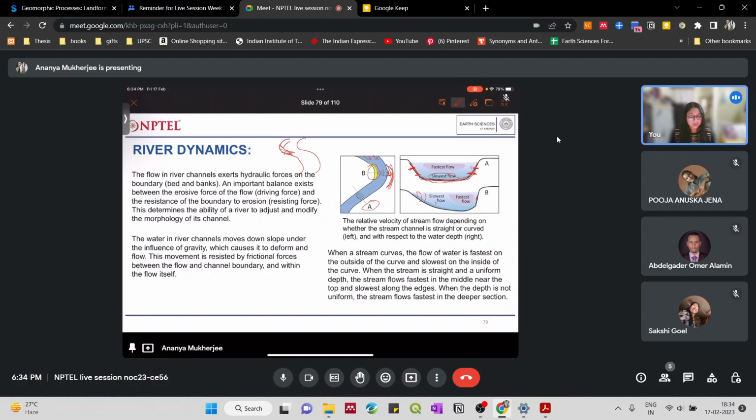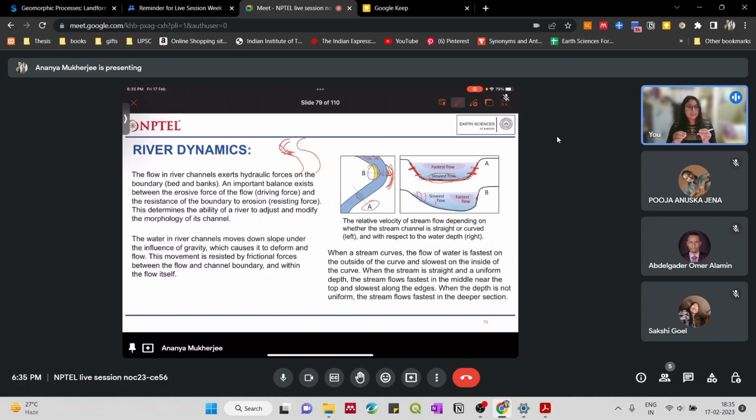Over here, as I have mentioned, when a stream curves, the flow of water is faster on the outside of the curve and slowest on the inside of the curve. When the stream is straight, it is uniform, but the upper layers are going to flow faster than the ones that are in contact with the channel bed. And this is one of the first ways that the rivers erode and deposit as per the changes in the flow, the velocity.